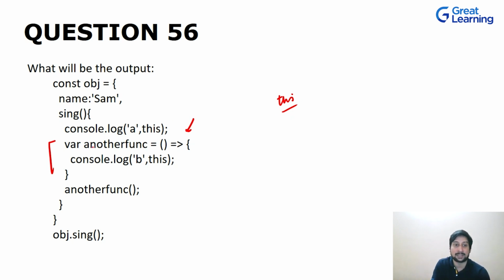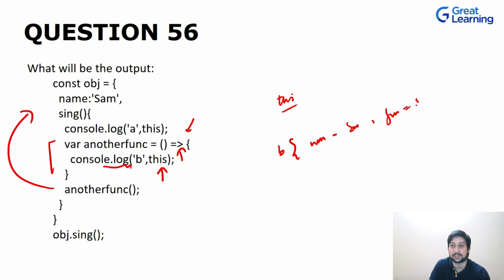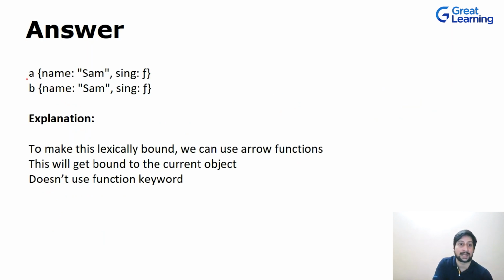Now in this case, as you can see over here, we have another function, which is a function expression, and this is an arrow function, and in this we are printing B and this. This time around, this refers to the current object. So this other function will again give you the name, which is Sam, and then this function, which is sing. This will be bound to this object. So that is why you will get the output like this, which is expected.